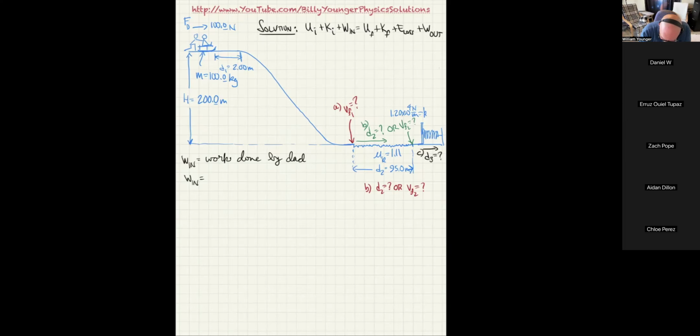But in this case, the force I told you was 100.0 newtons. The distance is 2.00 meters. And the angle between them is 0, so we would write cosine 0 degrees, and this should give us the answer in joules of 200.0 joules. So that's the work done by father.